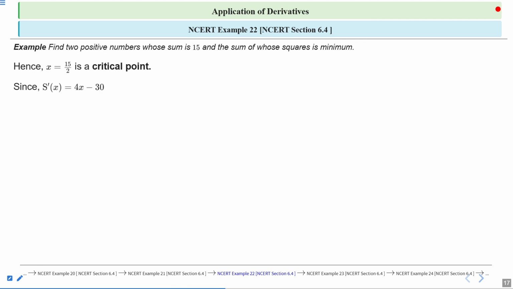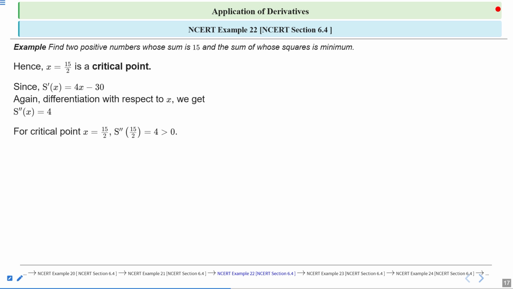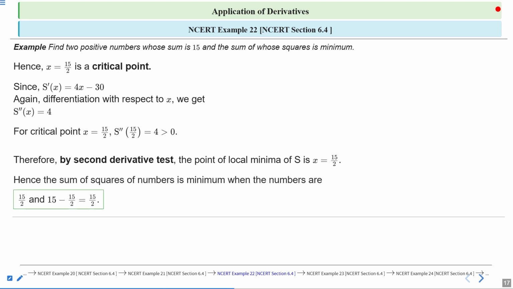Since S dash x is equal to 4x minus 30, differentiating again with respect to x, we get S double dash x equal to 4. For the critical point x equal to 15 by 2, S double dash at 15 by 2 is 4, which is greater than 0. Therefore, by the second derivative test, the point of local minimum of S is x equal to 15 by 2. Hence, the sum of squares of the numbers is minimum when the numbers are 15 by 2 and 15 minus 15 by 2, which is 15 by 2.